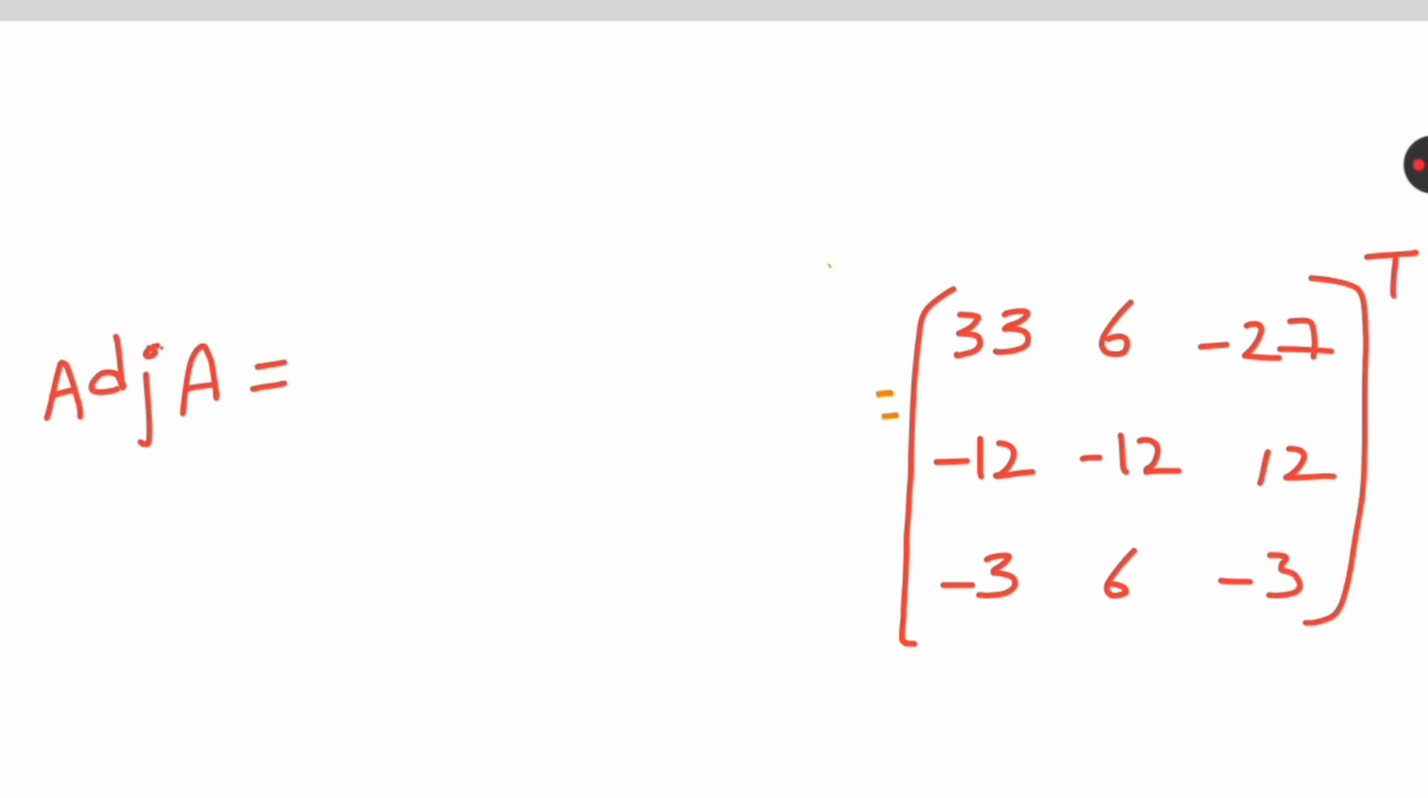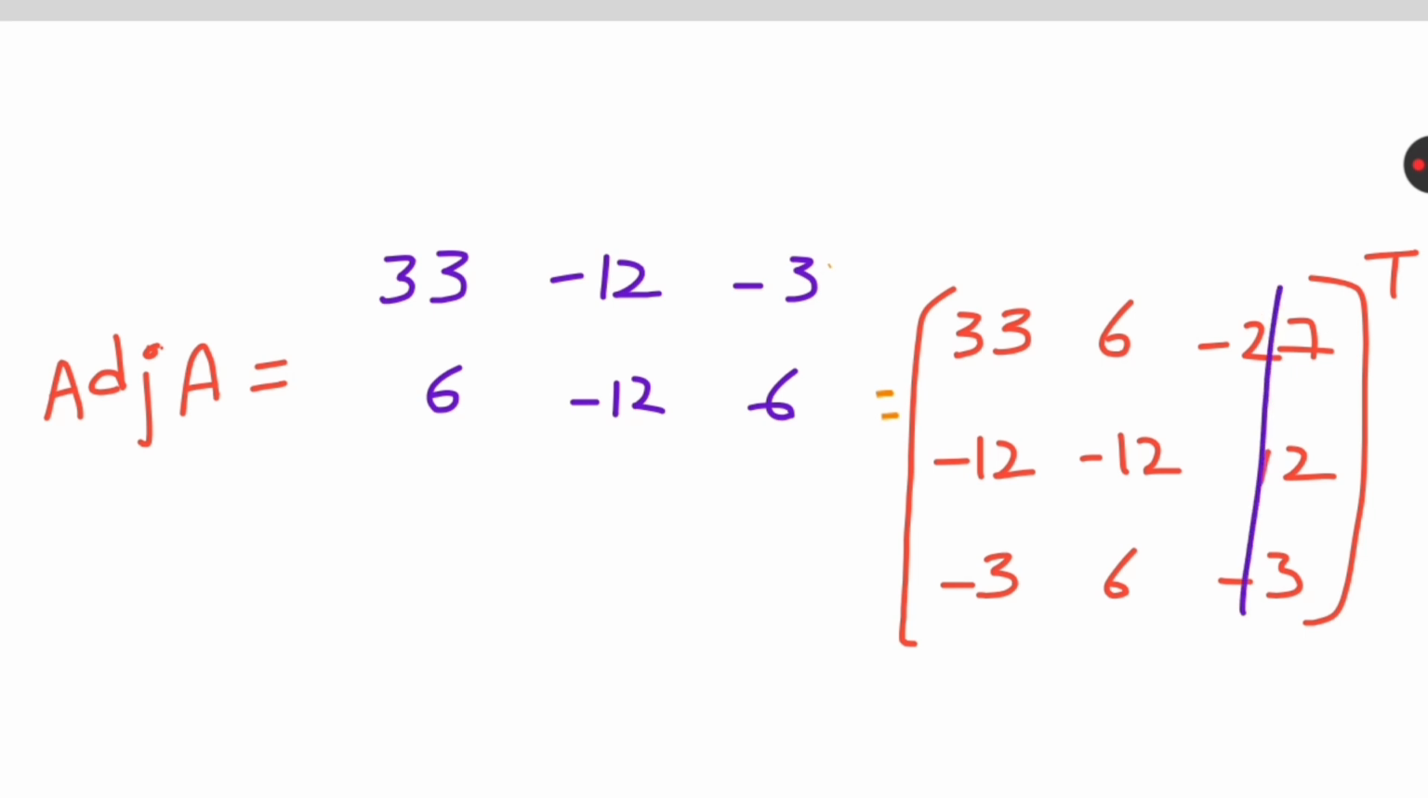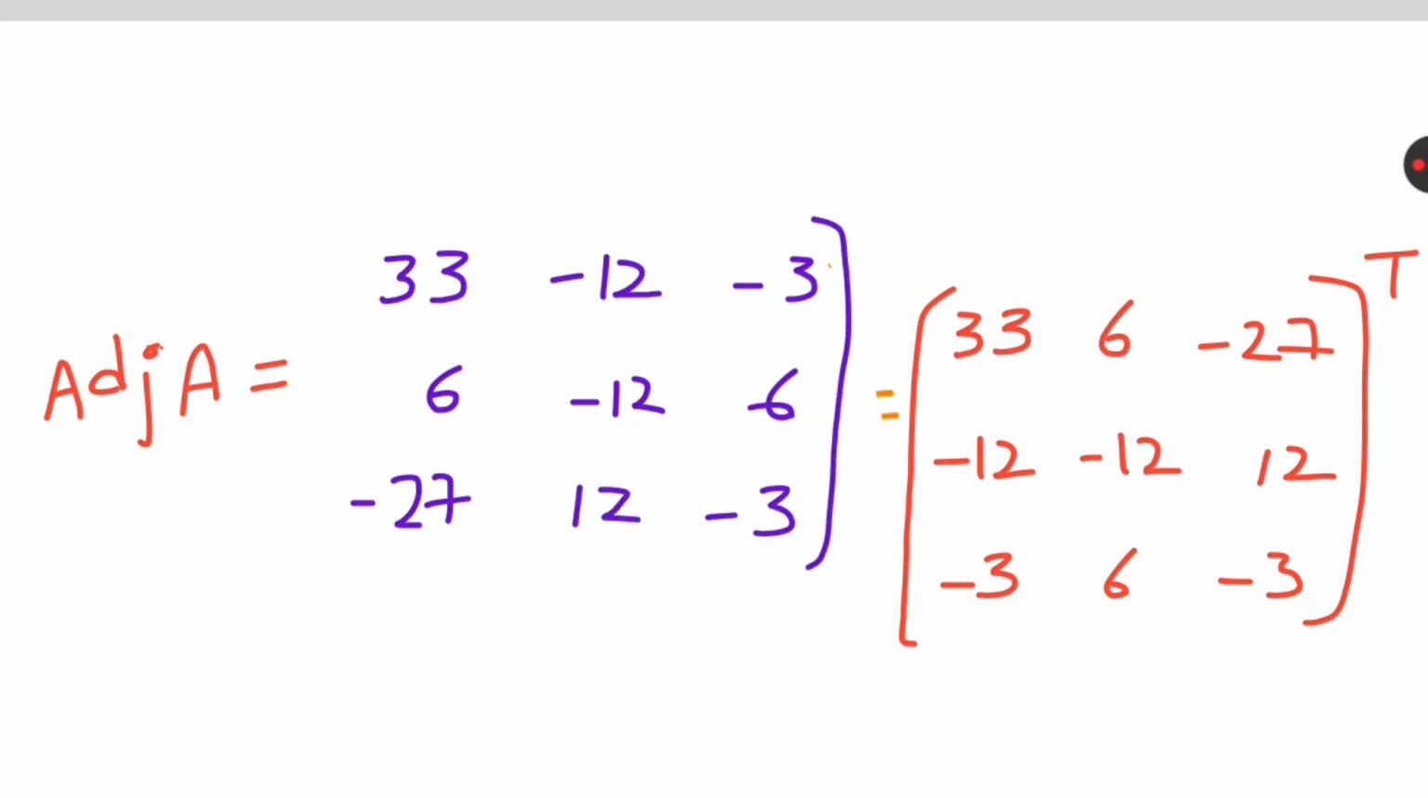So the transpose of the matrix: the first column you write as your first row. So that is 33, minus 12, minus 3. And then the second column you write as your second row: 6, minus 12, again 6. Then the third column you write as your third row. That is the transpose. So this is your adjoint of A.